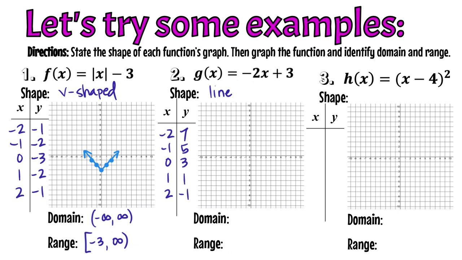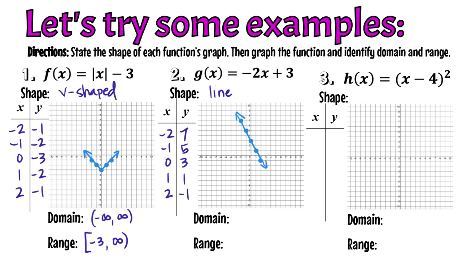Let's go ahead and plot these points on our coordinate plane. -2, 7. And -1, 5. 0, 3. 1, 1. And 2, -1. We can connect that with a straight line. We know that this graph is supposed to be a straight line, and we put arrows on the ends.